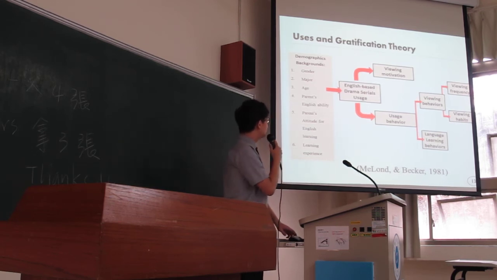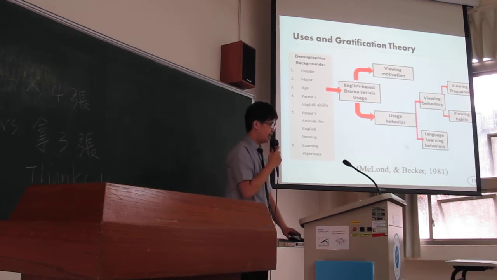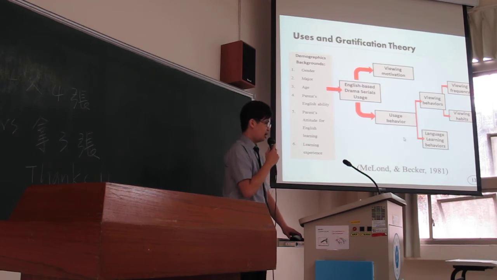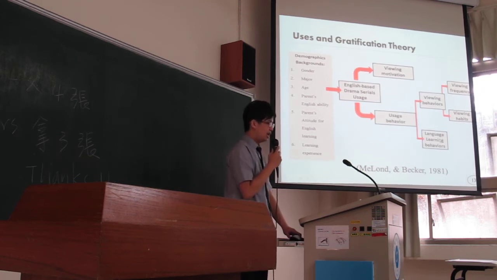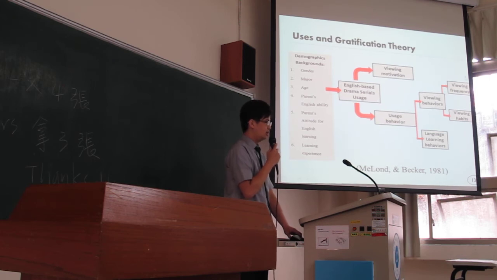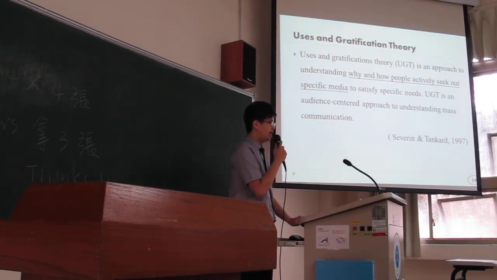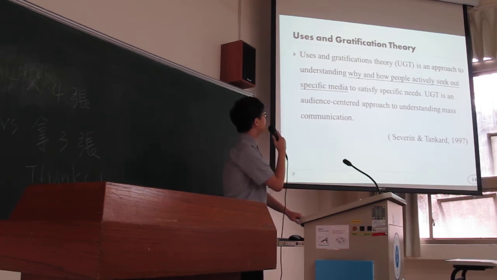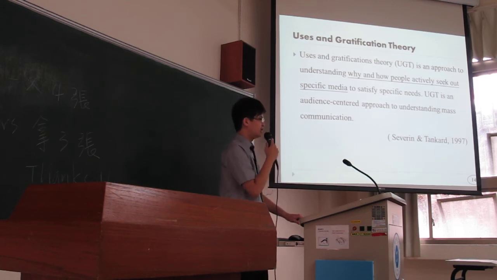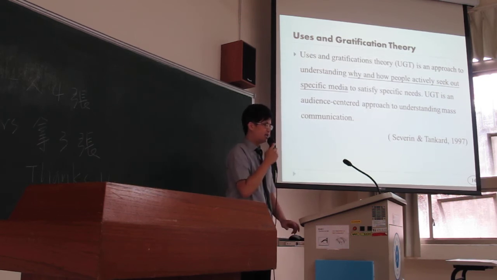It investigated that different demographic backgrounds will have different English-based drama series usage, and it divides into viewing motivation and usage behaviors. Also, usage behaviors are divided into viewing behaviors. On the other hand, viewing behaviors also include viewing frequency and viewing habits. So the uses and gratifications theory is an approach to understanding why and how people actively seek out specific media to satisfy specific needs. UGT is an audience-centered approach to understanding mass communications.